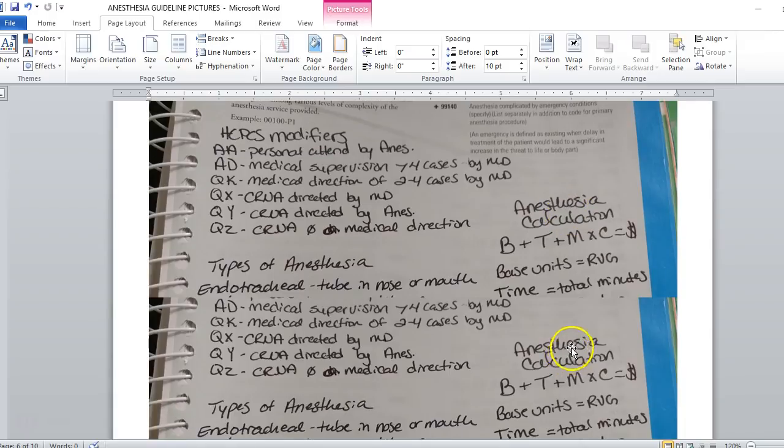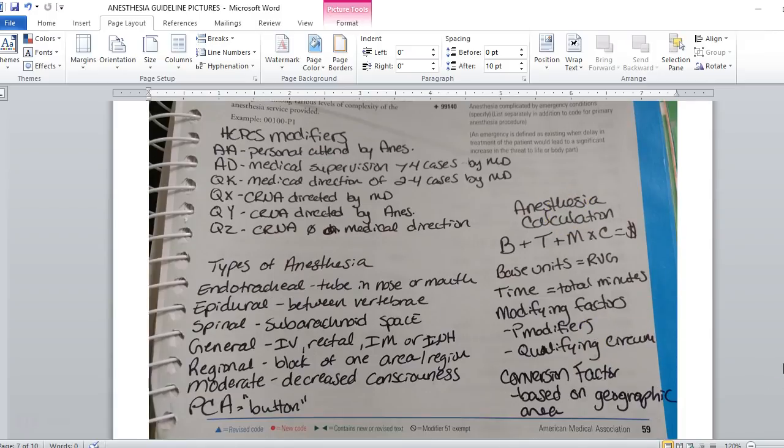So now let me show you the notations that I put down here. For the HCPCS modifiers, I make my own little notations. You can see I have the AA, AD, QK, QX, QY, QZ. I've also written the types of anesthesia, and I've written the anesthesia calculation, with its importance on the B, T, M, and C. I was able to fit this right on page 59 under the P status modifiers and the qualifying circumstances.